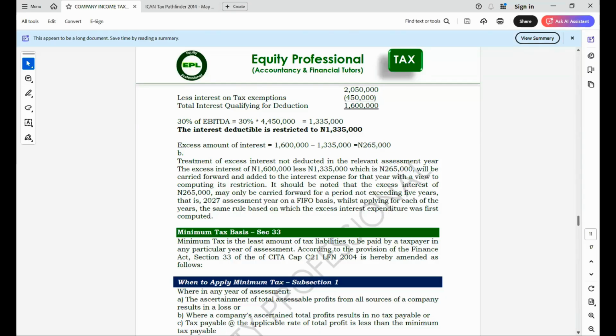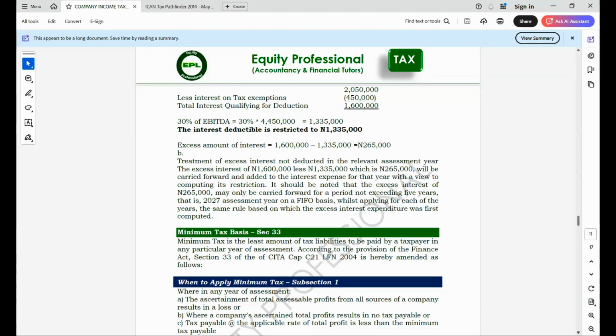no tax payable. You may have a positive assessable profit, but because of the loss that the company is going to relieve, and the capital allowance that they are going to claim, that ends up making the total profit become zero. So the total profit becomes nil, zero amount. Where the total profit is giving you a zero amount, it is also expected that you are going to apply minimum tax.